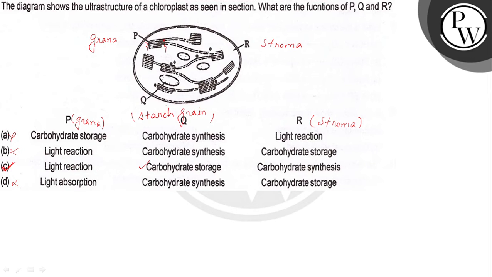So it was basically solved in a few seconds, right, students? The correct option is C. So for this question, P, that is grana, is responsible for light reaction. Q, that is starch grain, is responsible for carbohydrate storage. And R, that is stroma, is responsible for carbohydrate synthesis.